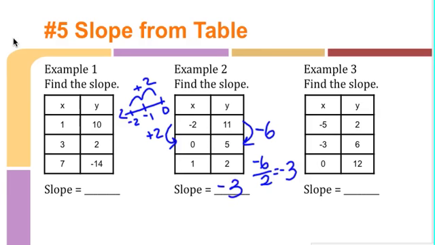Same idea here. If you check this, 5 to 2 is subtracting 3, 0 to 1 is adding 1, and negative 3 divided by positive 1 is negative 3. So we confirmed our answer is negative 3 for the slope. Let's go ahead and look at example 3.